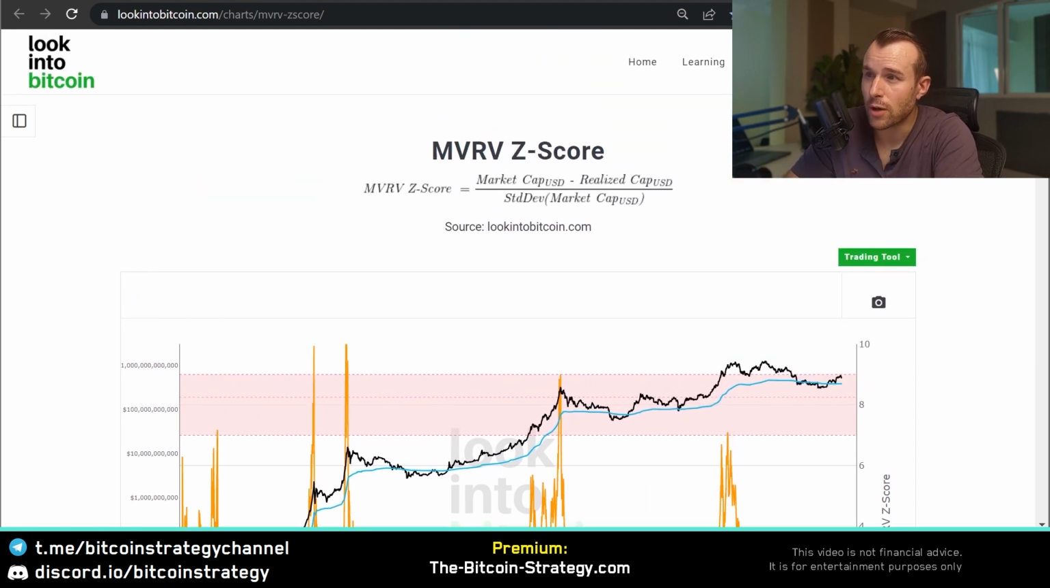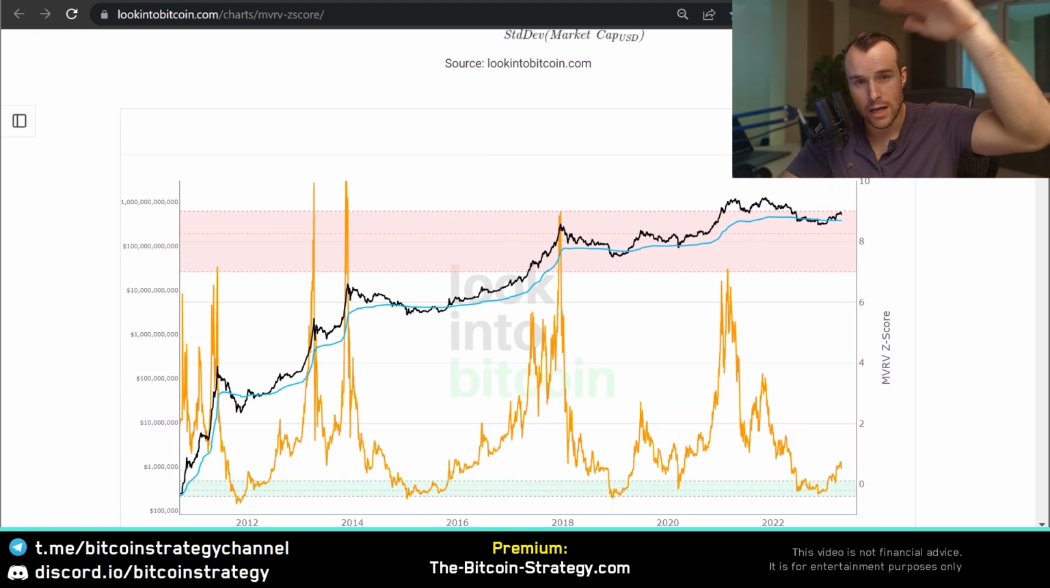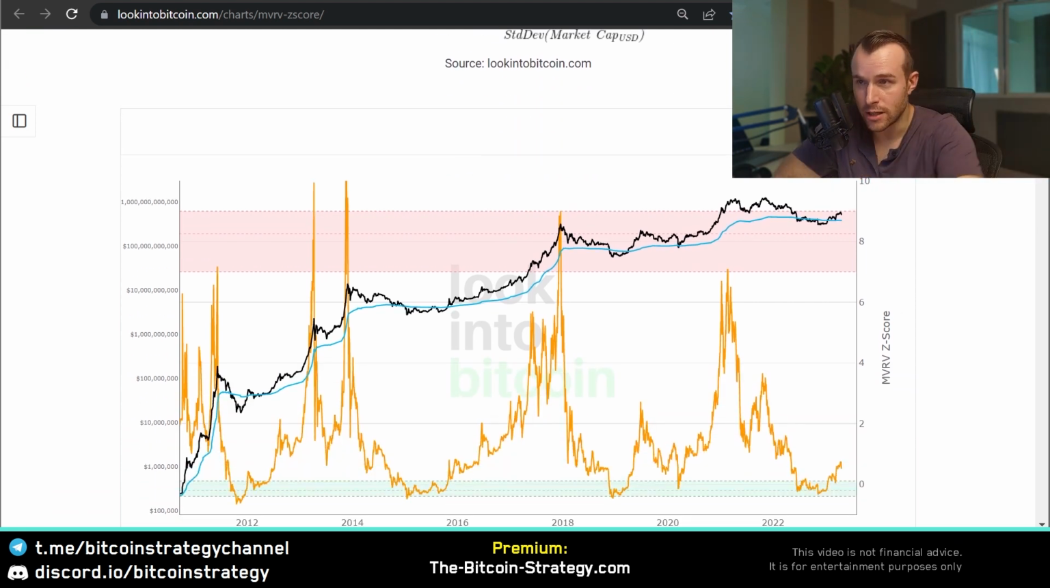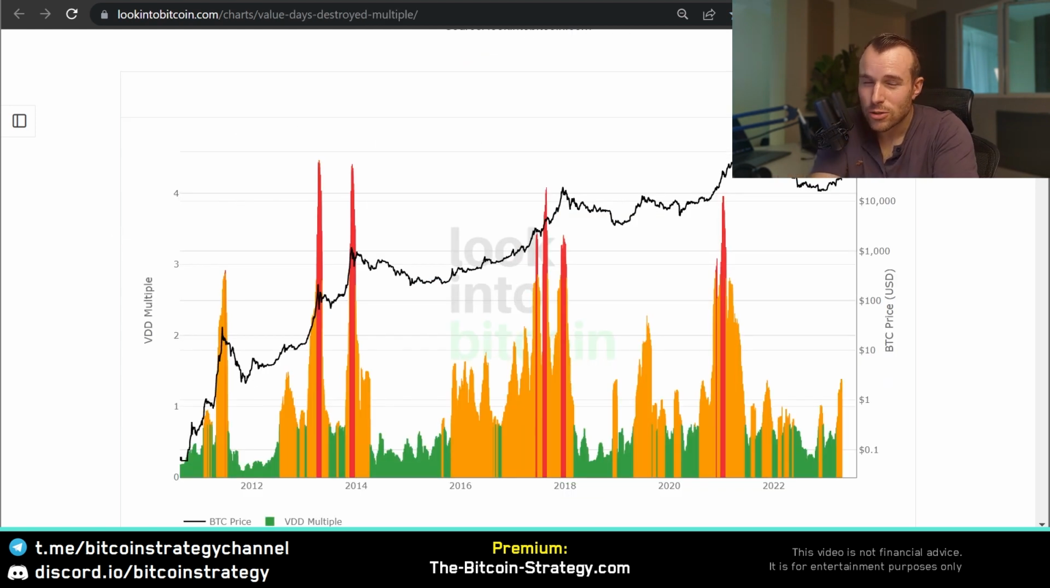So that's the idea of the MVRV Z-score, the market value to realized value Z-score. Simply just putting the profits that people have in relation to the volatility, trying to identify tops. Works somewhat okay. But now let's look at how we can actually identify tops.